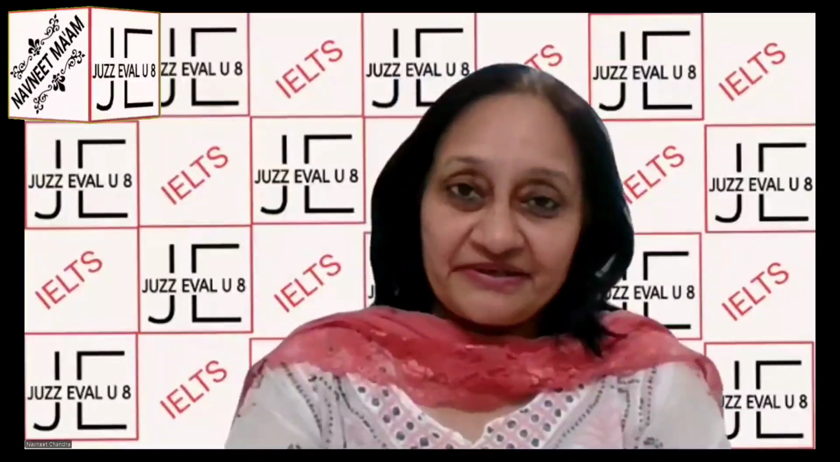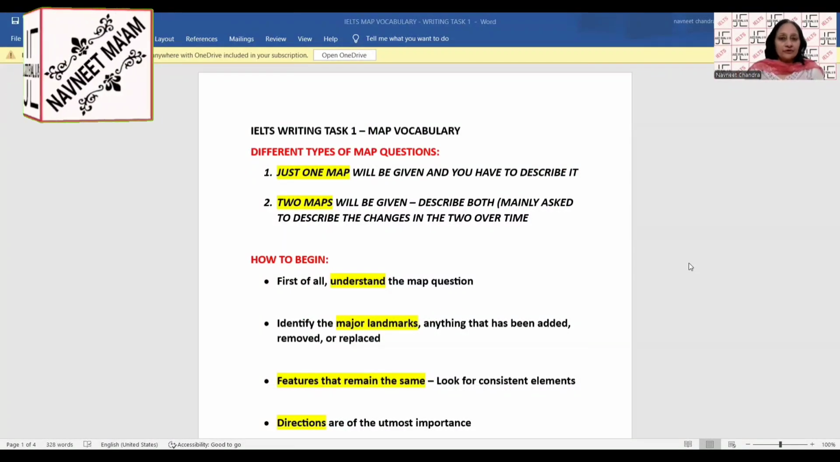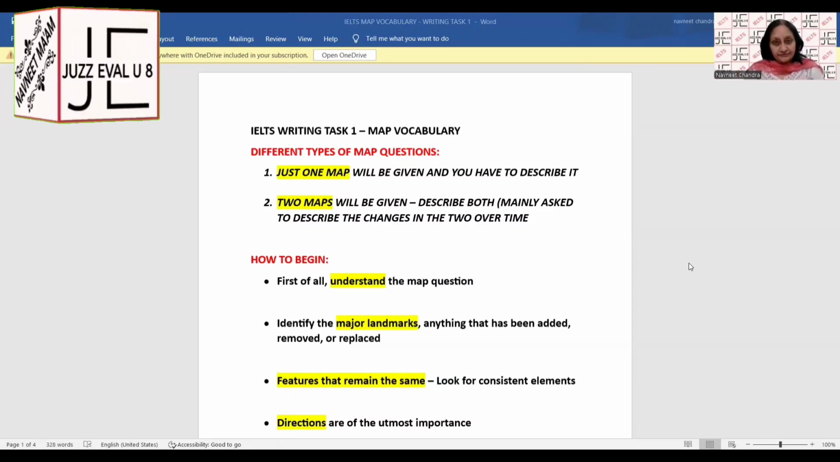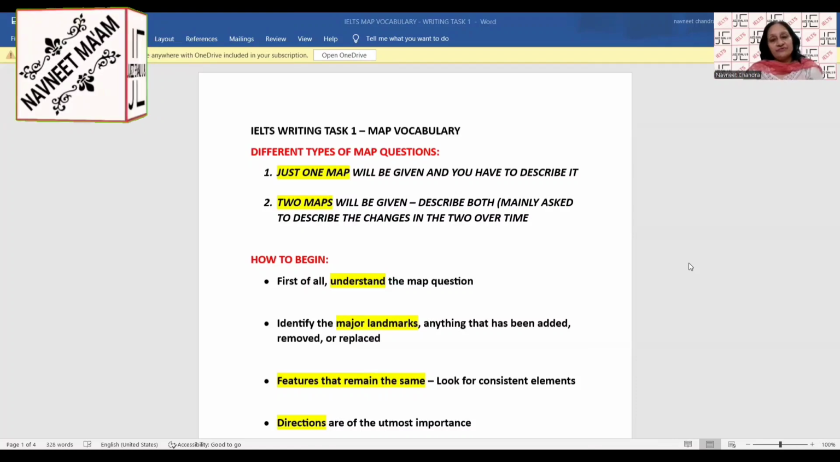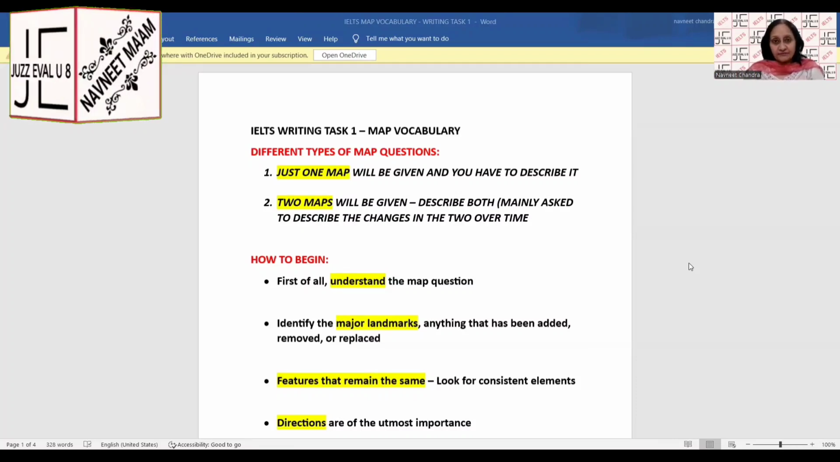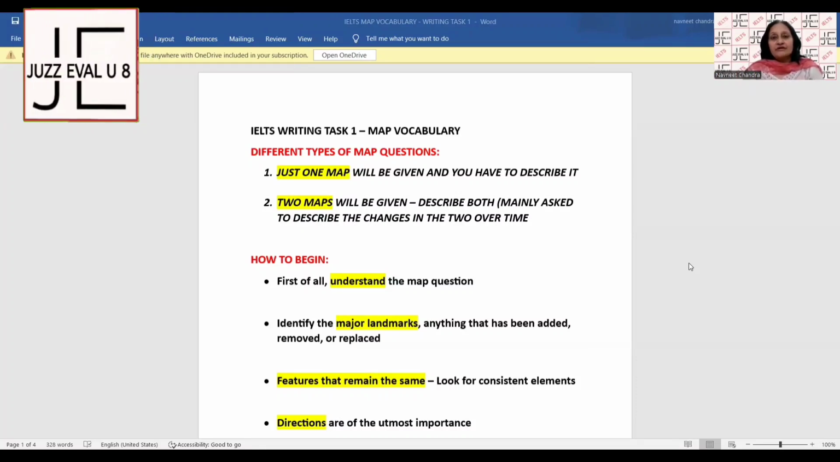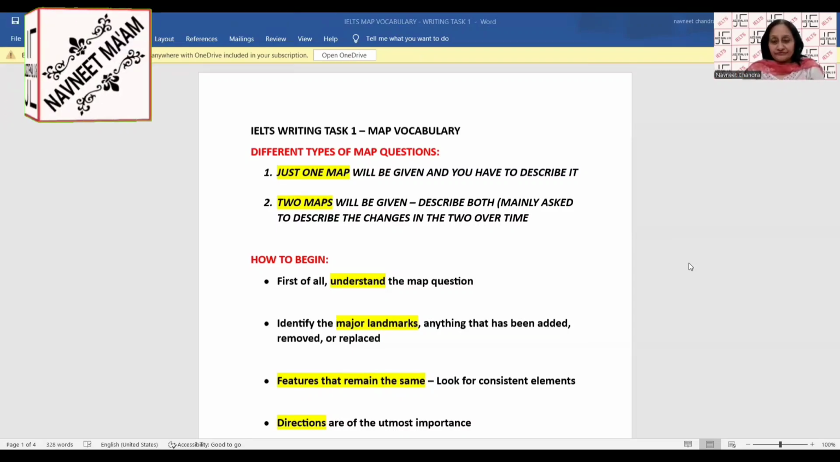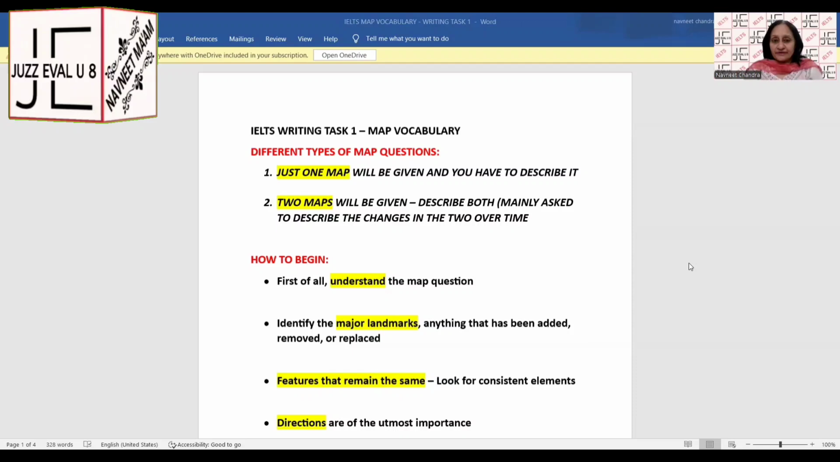Okay, so today I bring another vocabulary video to you all. This is for writing task 1, map-based question. So let's begin. I had earlier uploaded a map question and the sample answer, and today I'll be sharing its link again in the comment section. So please watch that video too. It's quite informative.